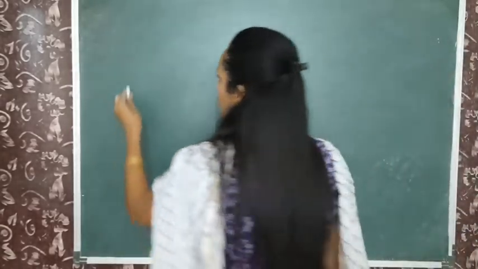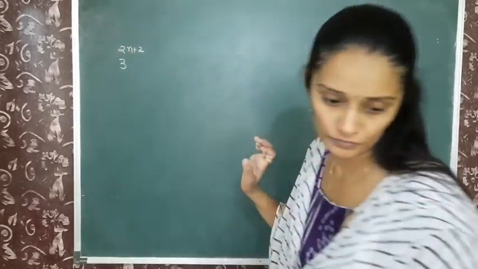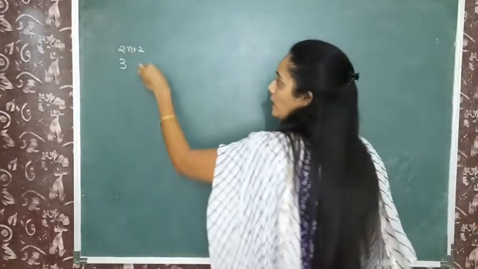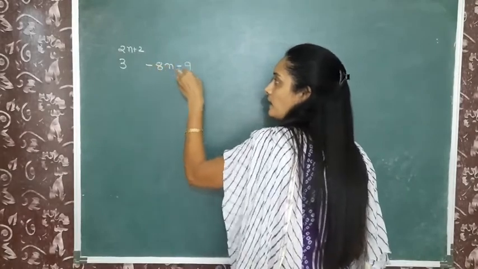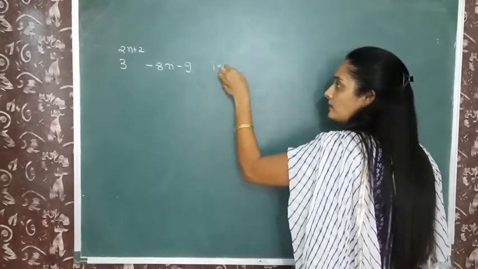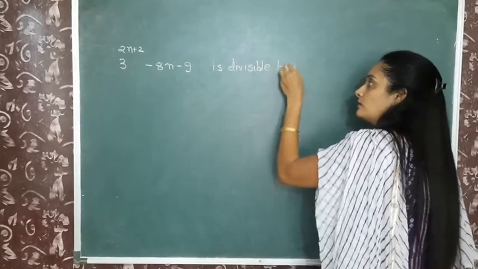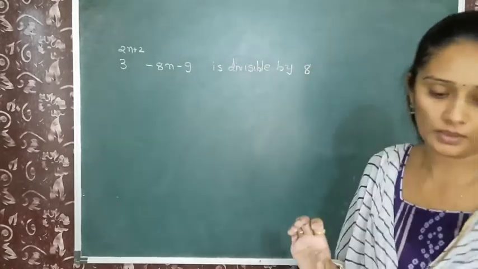Now today we are going to do a sum of the principle of mathematical induction. Okay, the sum is: 3 raised to 2n plus 2 minus 8n minus 9 is divisible by 8.